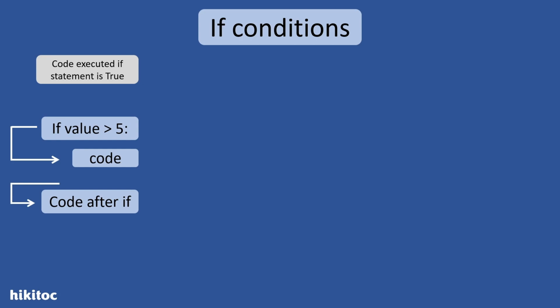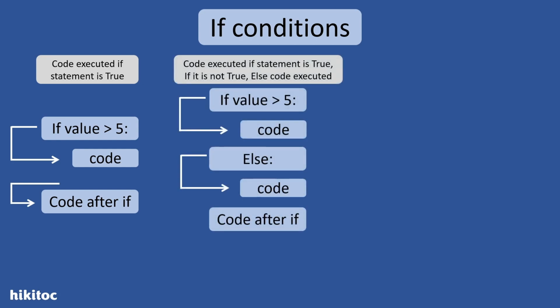The second type of condition is the if-else statement. It executes one block of code if a condition is true and another block of code if the condition is false. In Python, the else block is executed if none of the preceding conditions are true. It acts as the default case that is executed when no other conditions evaluate to true.